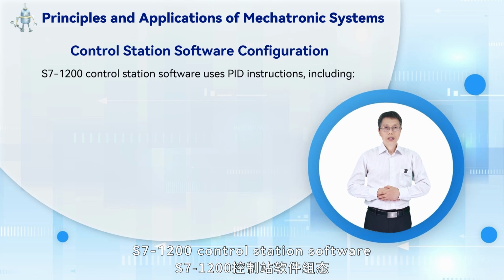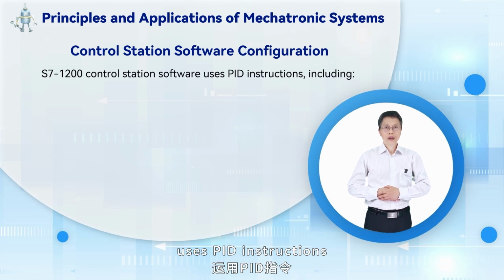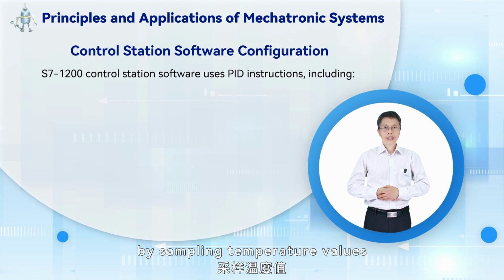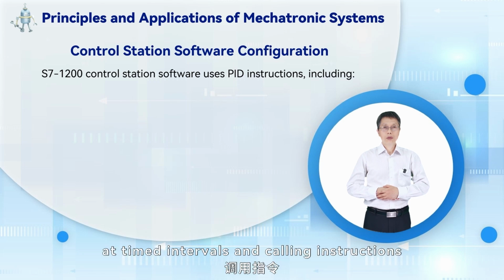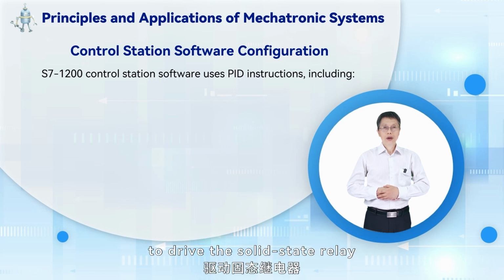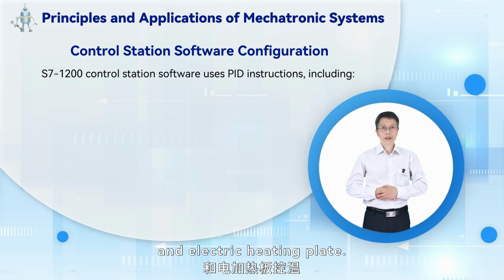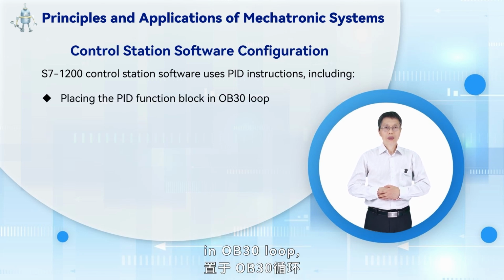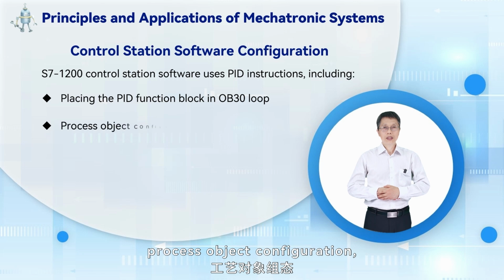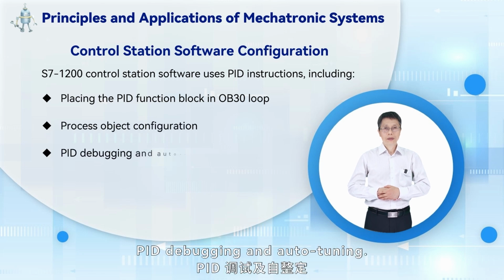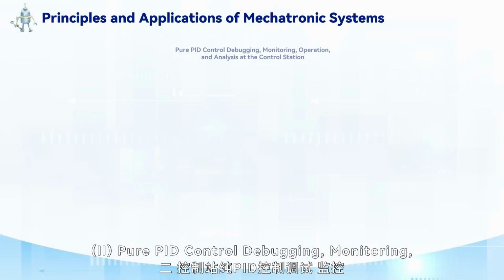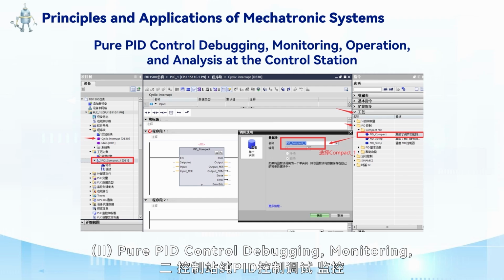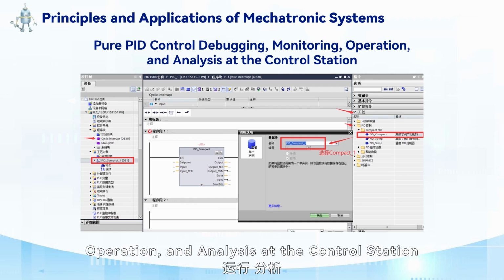S7-1200 control station software uses PID instructions to control temperature by sampling temperature values at timed intervals and calling instructions to drive the solid-state relay and electric heating plate. This includes placing the PID function block in the OB30 loop, process object configuration, PID debugging, and auto-tuning. 2. Pure PID control debugging, monitoring, operation, and analysis at the control station.